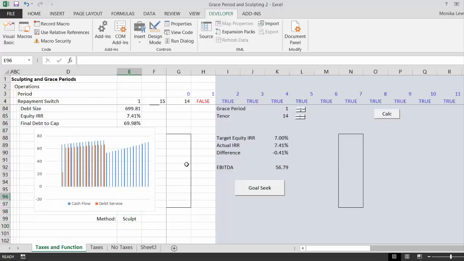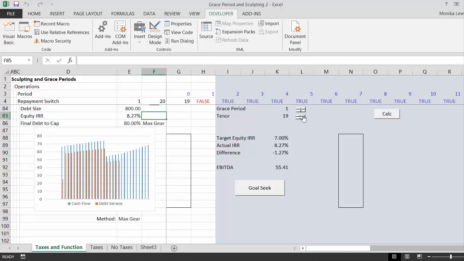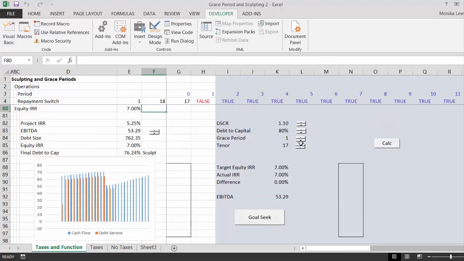And let me see which method we are using. Perhaps I should put the method right here, excuse me. And then now if we make the tenor longer this time, we're still at the sculpting, oops, okay, and we still have our sculpting problem. So let's, oops, then we get to maximum gearing.